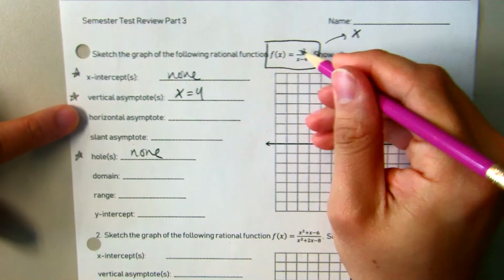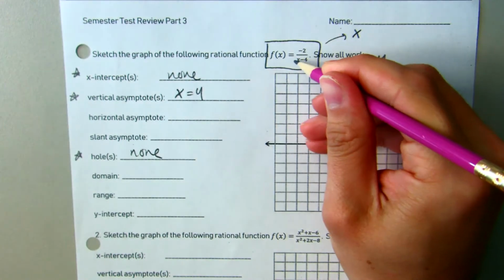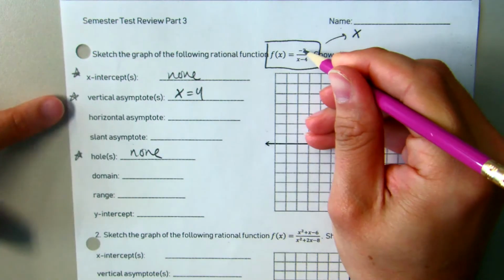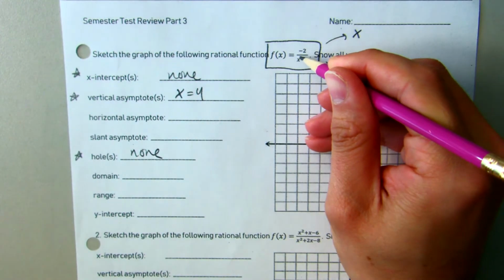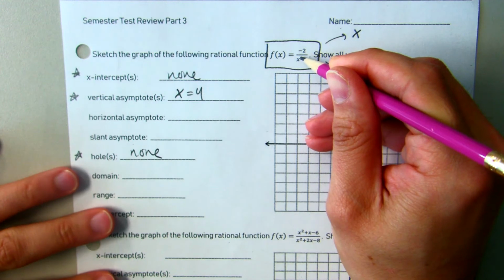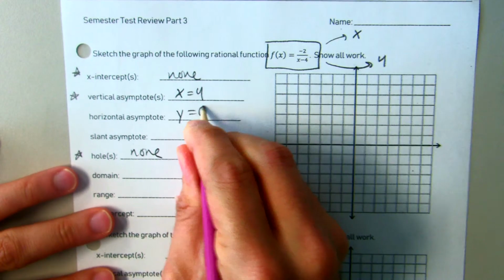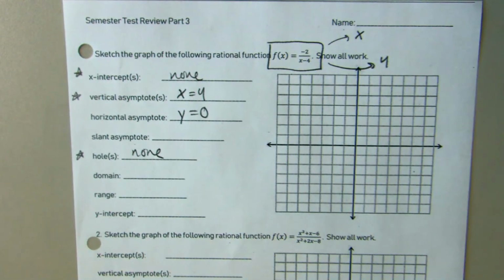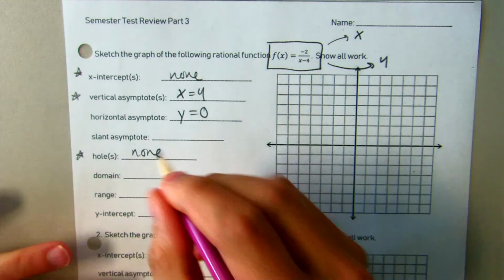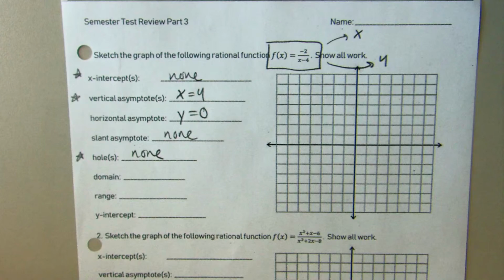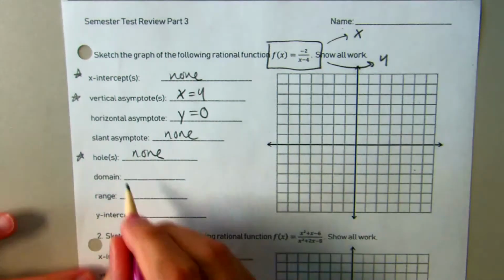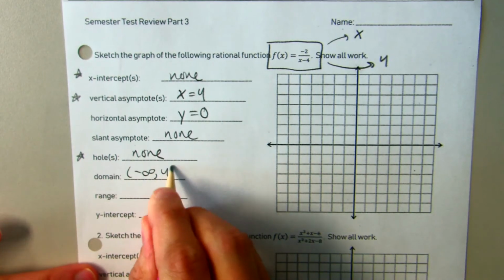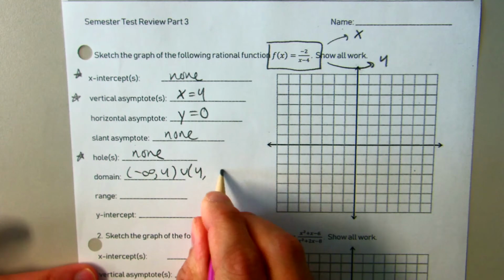Horizontal asymptote is one where you have to compare the degree of the numerator to the degree of the denominator. For this one, the degree of the numerator was 0, because there's no x's, and the degree of the denominator is 1. Anytime the degree of the denominator is bigger, the horizontal asymptote is at y equals 0. It does not have a slant asymptote because the degree of the numerator is not 1 bigger than the degree of the denominator.